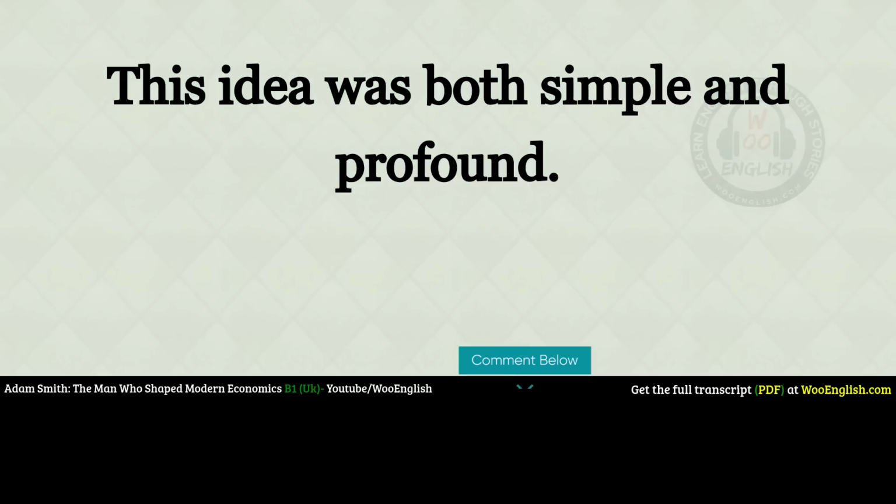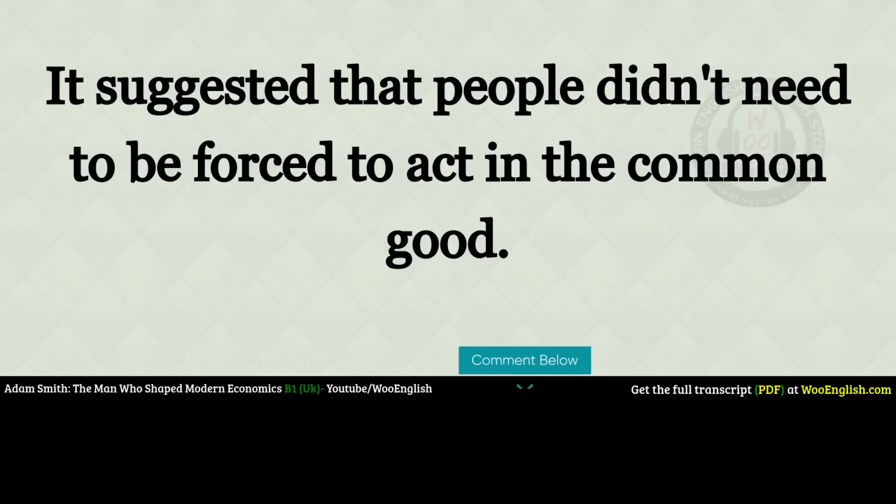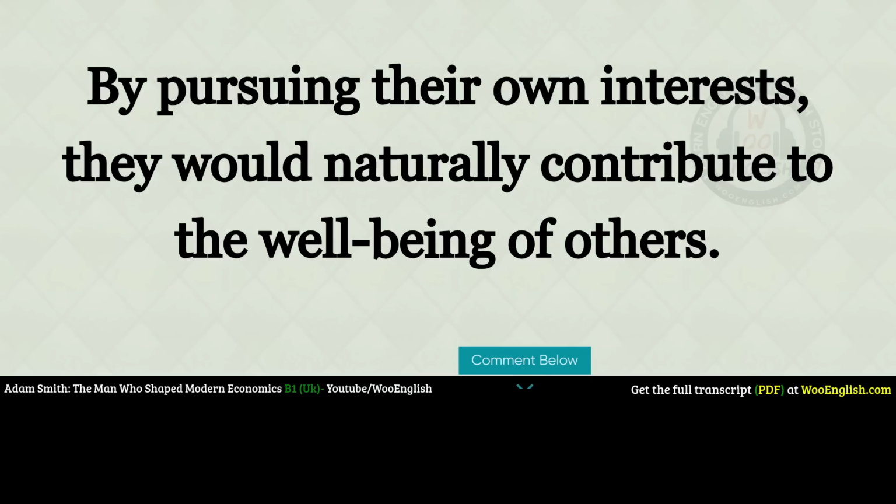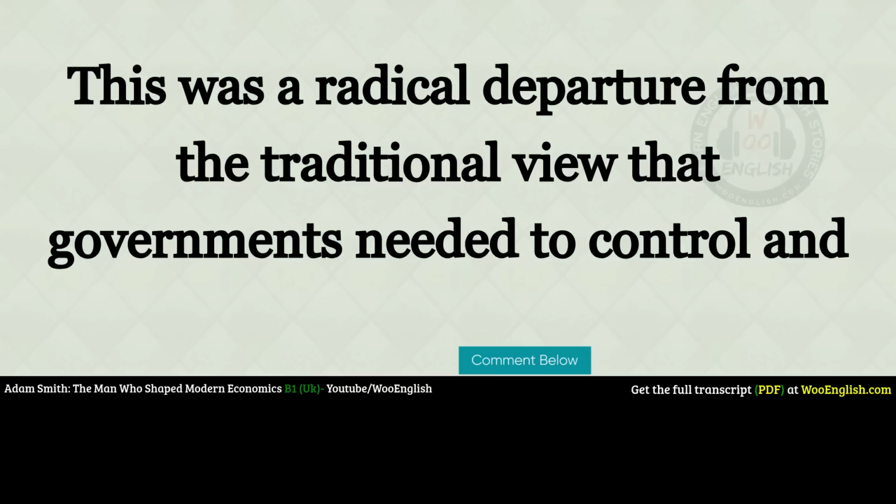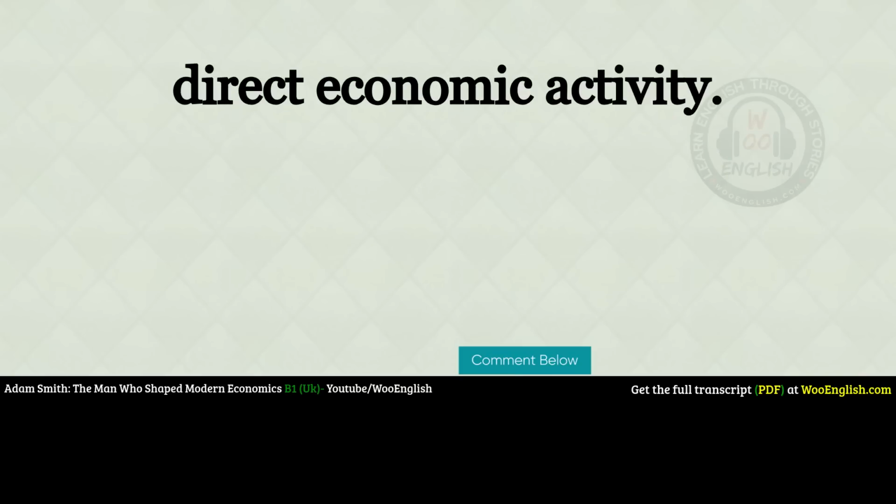This idea was both simple and profound. It suggested that people didn't need to be forced to act in the common good. By pursuing their own interests, they would naturally contribute to the well-being of others. This was a radical departure from the traditional view that governments needed to control and direct economic activity.